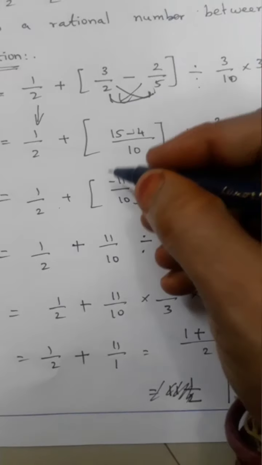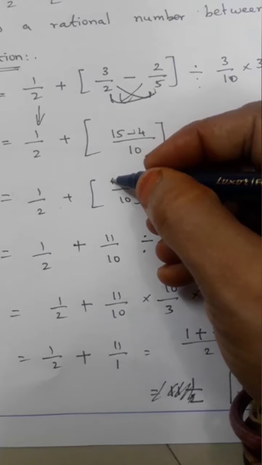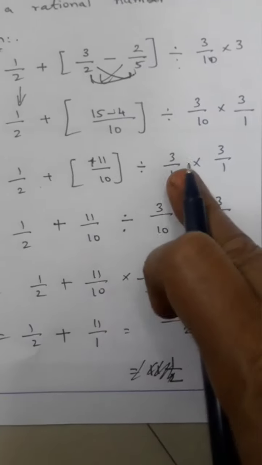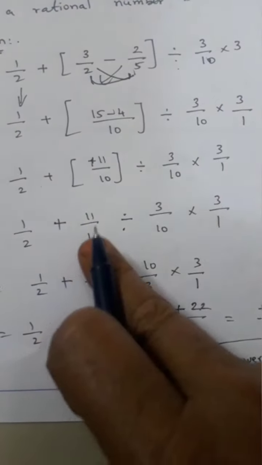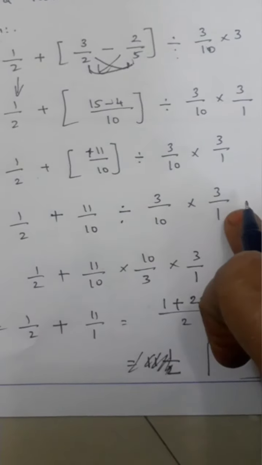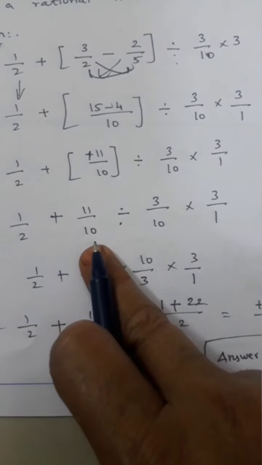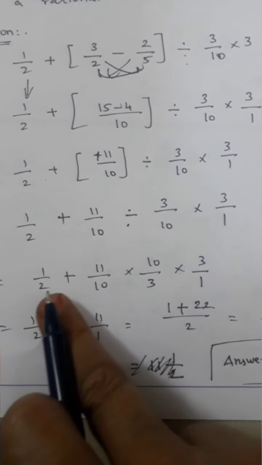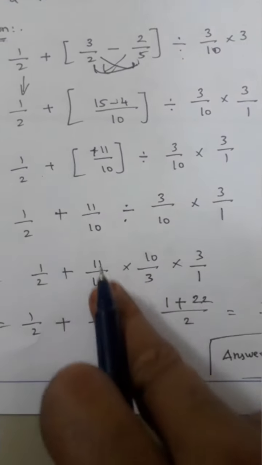This one is 11 plus 11 by 10. Only 11 by 10 divided by... remove the decimal point. Remove the bracket first. 11 by 10 divided by 3 by 10, into 3. Remove the bracket and write the number. Okay. Now 1 by 2 plus 11 by 10.